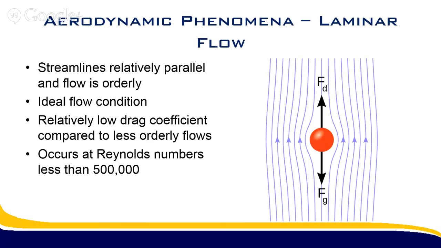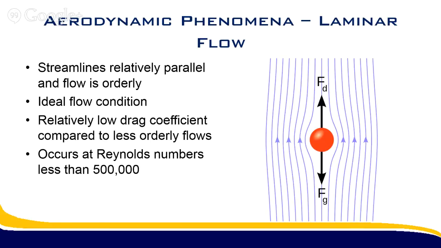And this is the ideal flow condition. It's very low drag, or the drag coefficients in laminar conditions are very low, especially compared to the less orderly flows that we're going to be talking about in the next slide. And I throw out the Reynolds number benchmark here, saying the Reynolds number is less than 500,000. You say, oh, 500,000, that's a huge number.